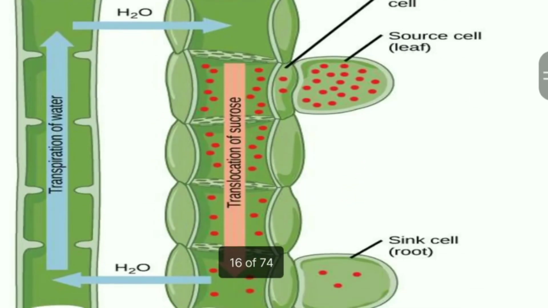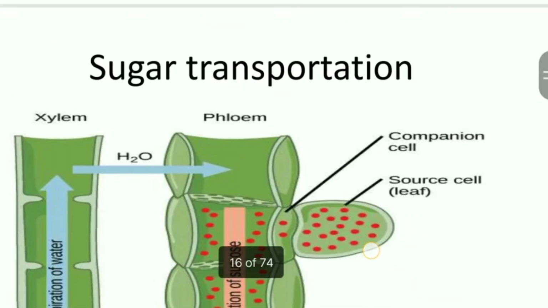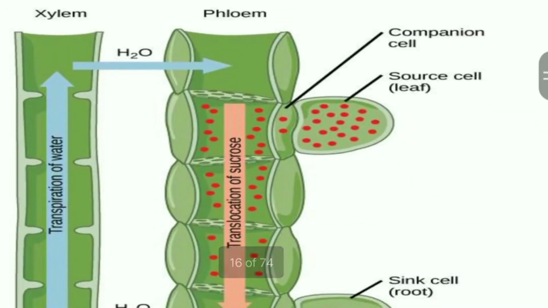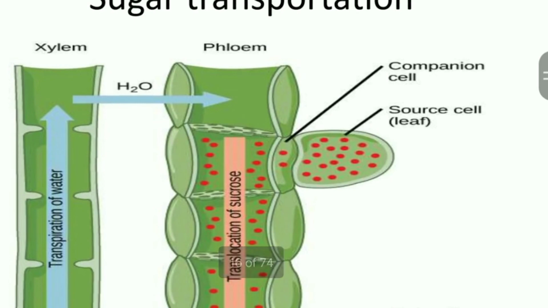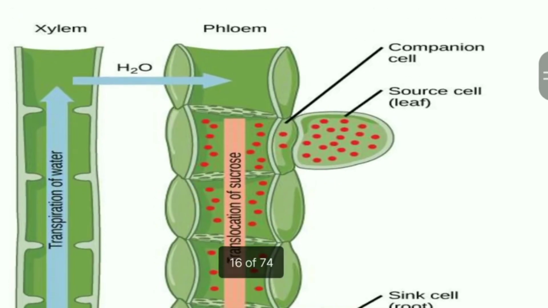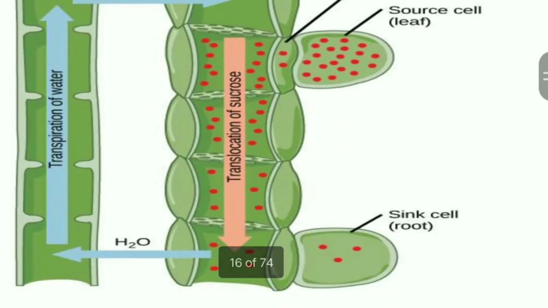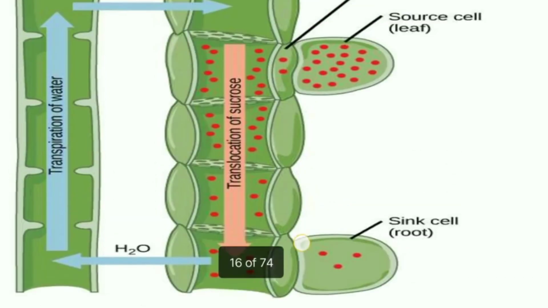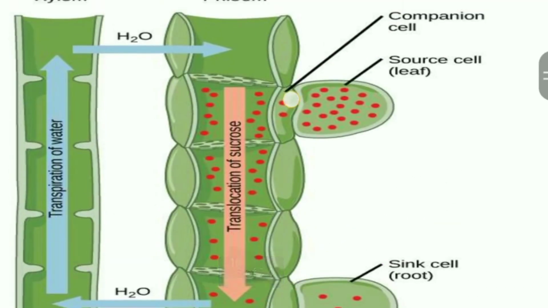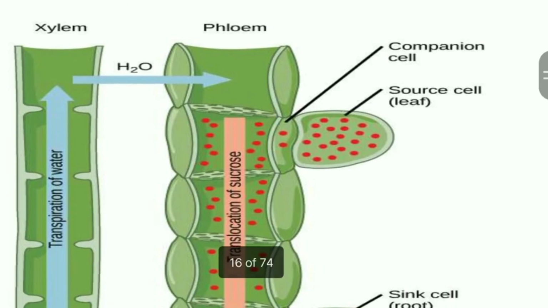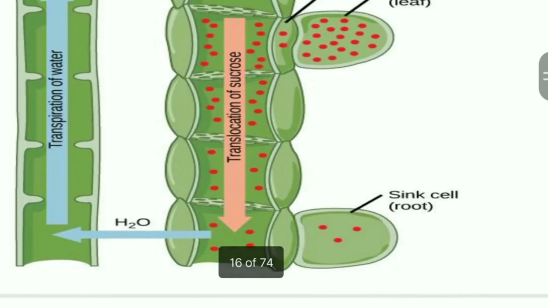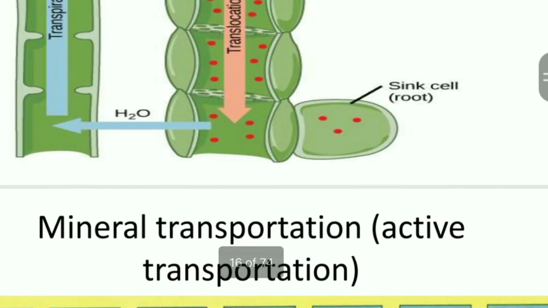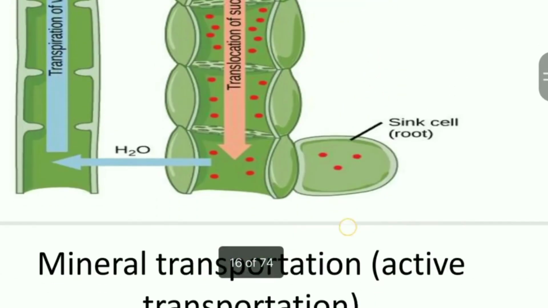And this is a diagrammatic representation of sugar transportation through xylem and phloem, and water moves from xylem and phloem. There are the companion cells and the source cell, the leaves, and this is the sink cell, that is the root. Through this, water again crosses, transpiration of water takes place, and again water gets incorporated into phloem and translocation of sucrose takes place, and the same process goes on.